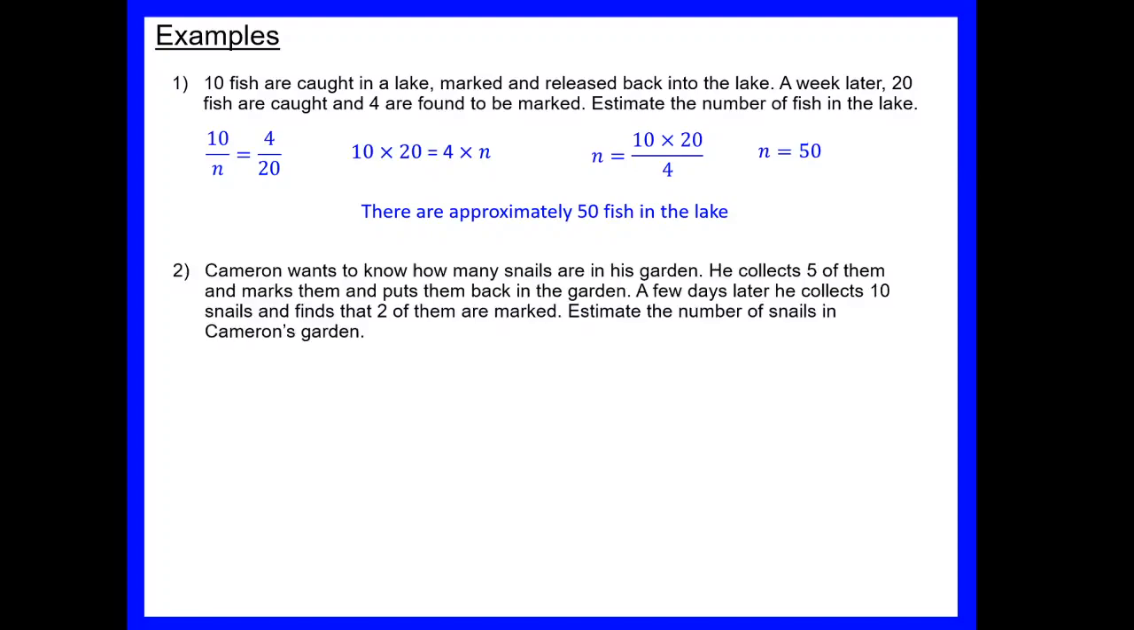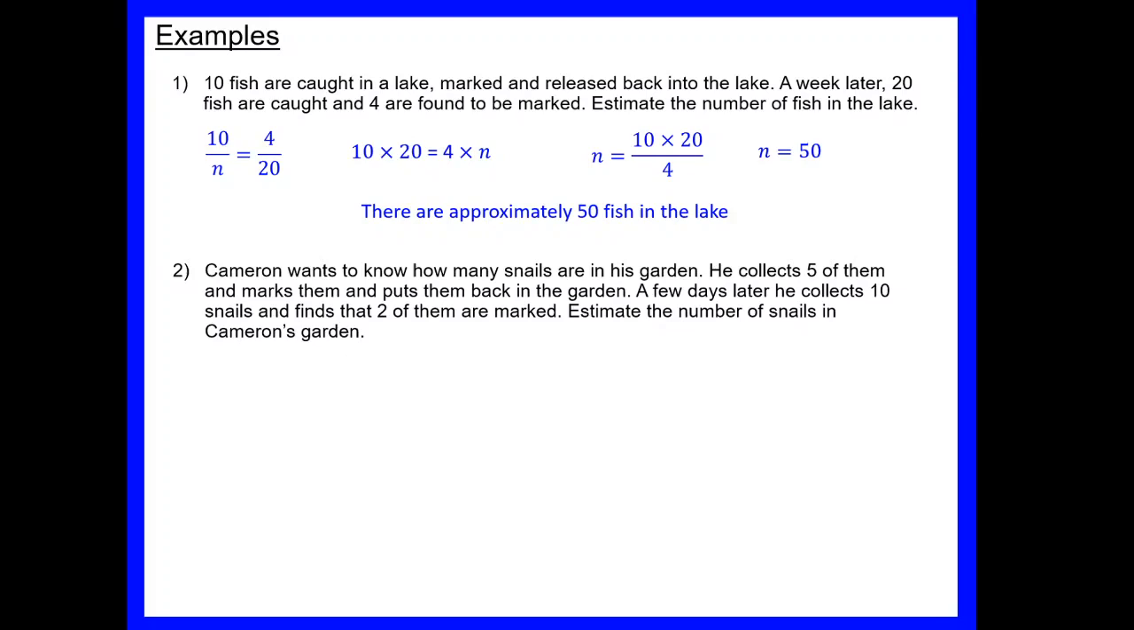Okay, let's have a look at another example then. So Cameron wants to know how many snails are in his garden. He collects 5 of them and marks them and puts them back in the garden. A few days later he collects 10 snails and finds 2 of them are marked. So we're going to estimate the number of snails.